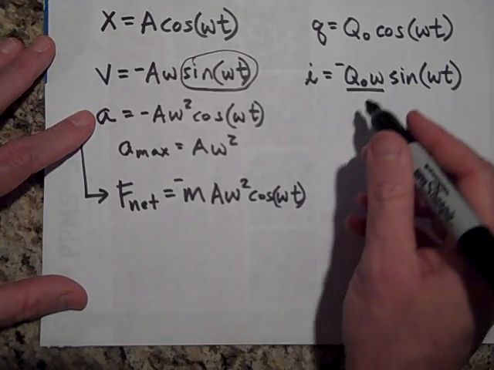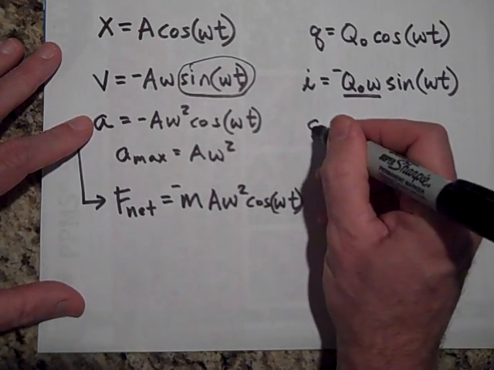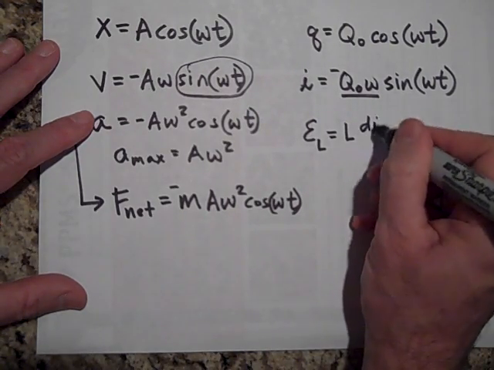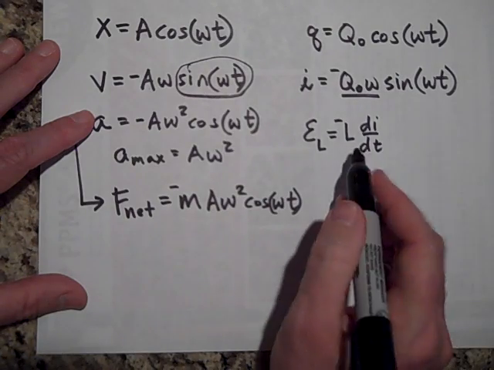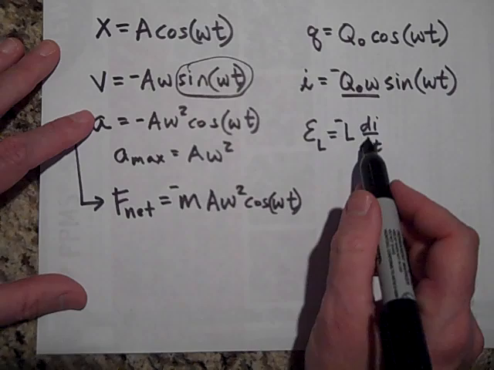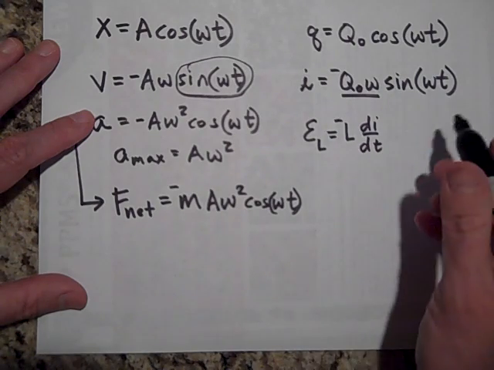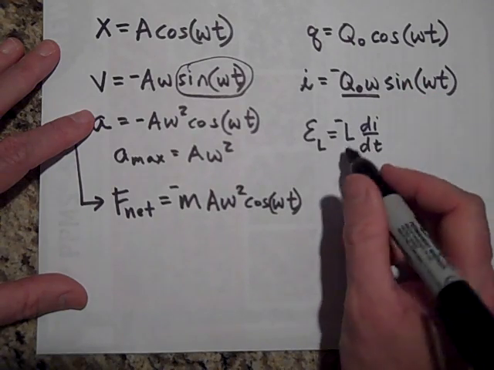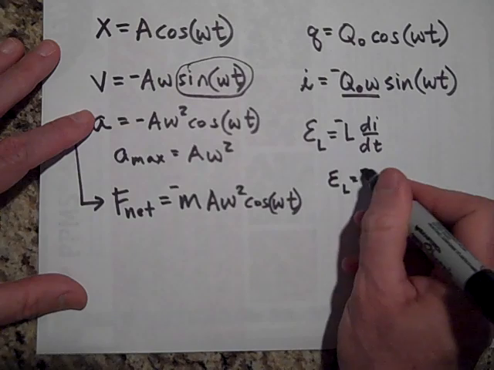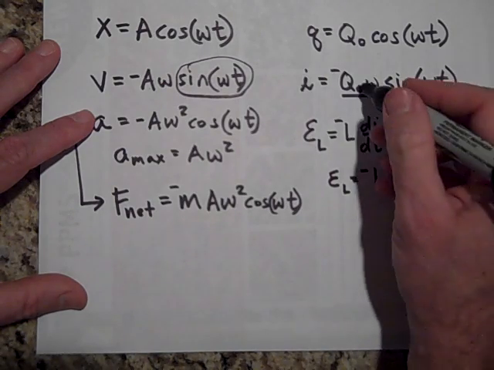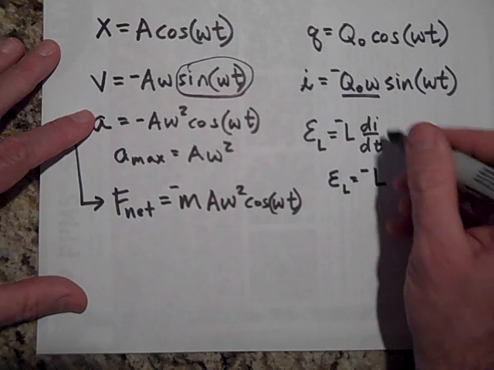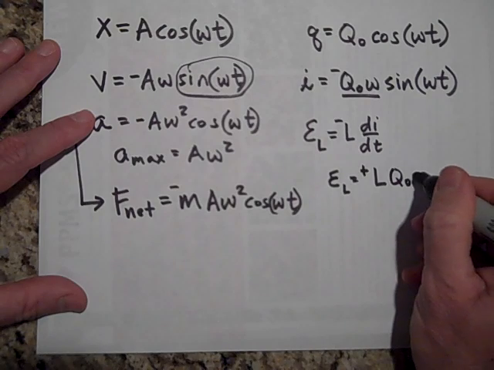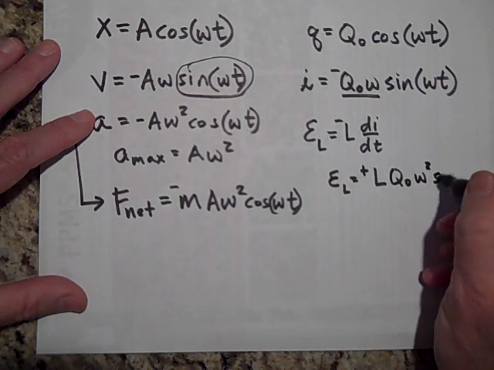Okay, now the counterpart to this is that the EMF in the inductor is going to be L di dt. It's M times, you see how that's dv dt? M dv dt. And so I'm just going to take the derivative of this and multiply it by L. So the EMF of the inductor is negative L, and now I'm going to take the derivative of this with respect to time. So it's going to be a negative, make that a positive. It's going to be Q naught omega squared sine omega t.